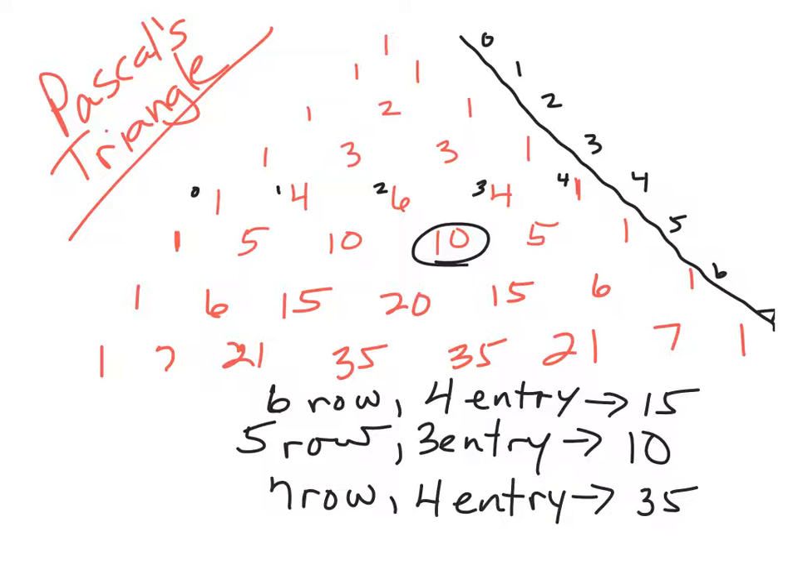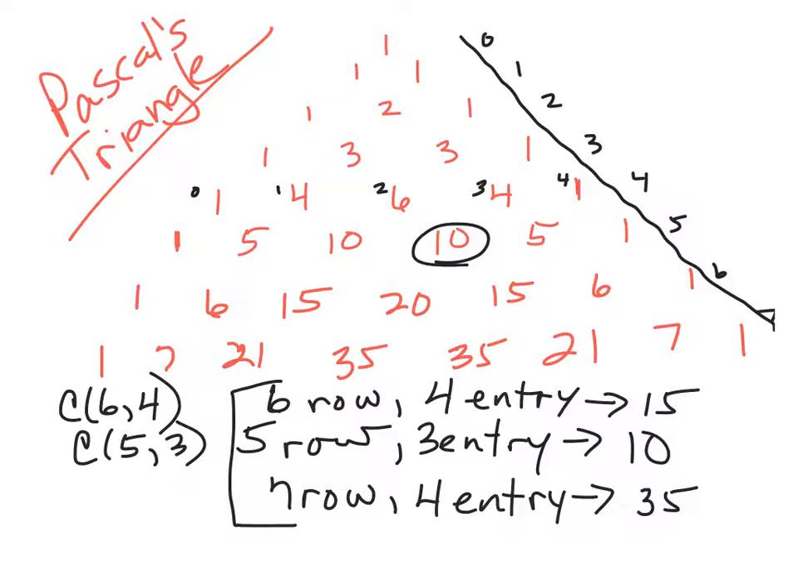Now, watch this. Main campus, I would like for you to figure a combination of 6 things 4 at a time. Anna, I would like for you to figure a combination of 5 things 3 at a time. Metro and K-Row, I'd like for you to figure a combination of 7 things taken 4 at a time.